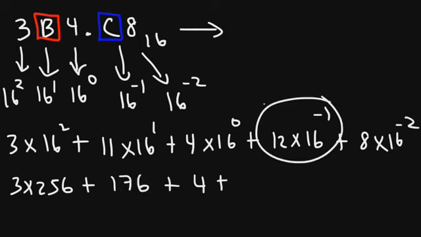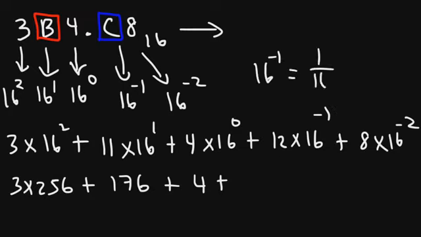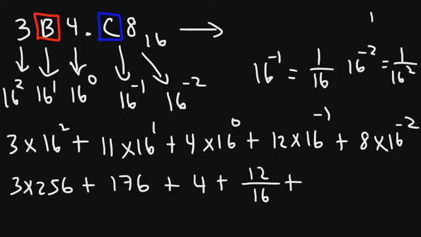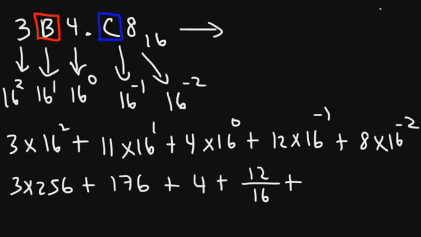Now, what do we do here? It's important to understand that 16 to the -1 is basically 1 over 16. So what we're doing is we're dividing. We're going to take 12 and divide it by 16. And now 16 to the -2, that's 1 over 16 squared, which is the same as 1 over 256. And so we're going to divide 8 by 256. So this is going to be plus 8 divided by 256.